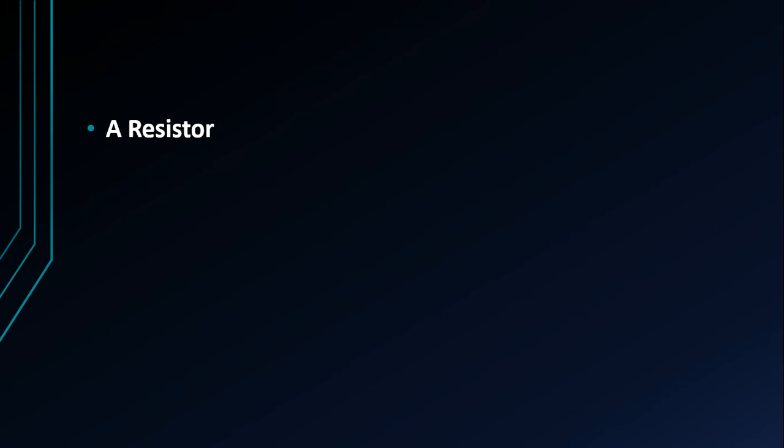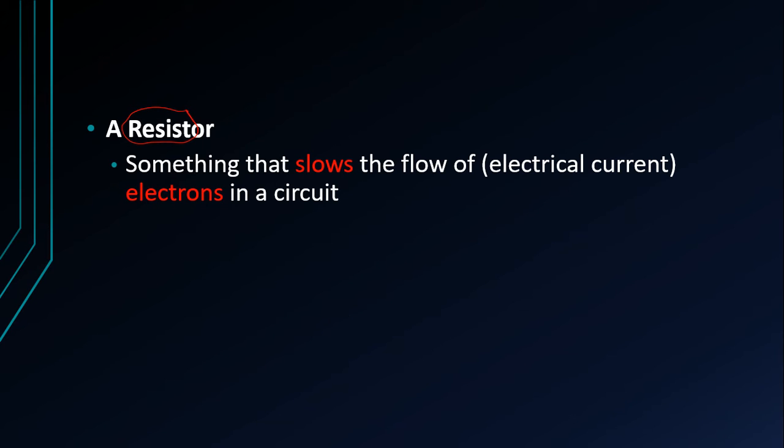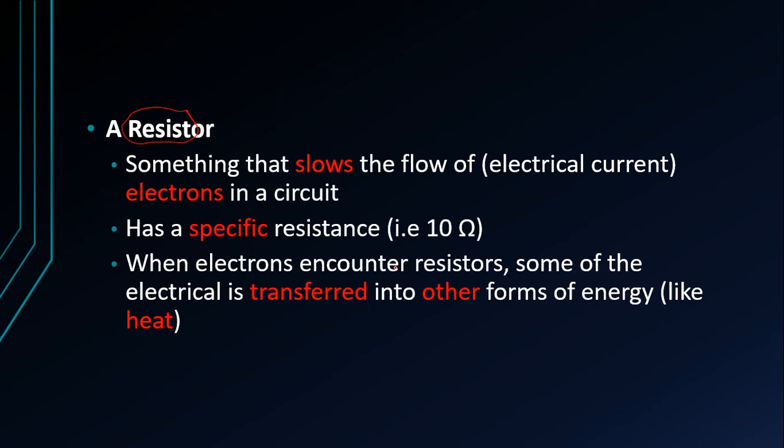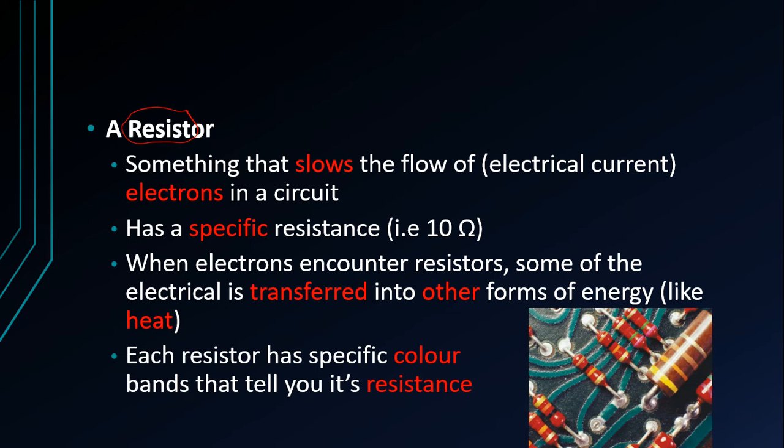What is a resistor? Just like the name shows, resist. It's something that slows the flow of the electrical current or electrons in a circuit. It has a specific resistance, for example, 10 ohms. When electrons encounter resistors, some of the electrical energy is transferred into other forms of energy, like heat. And each resistor has a specific color band that tells you its resistance.